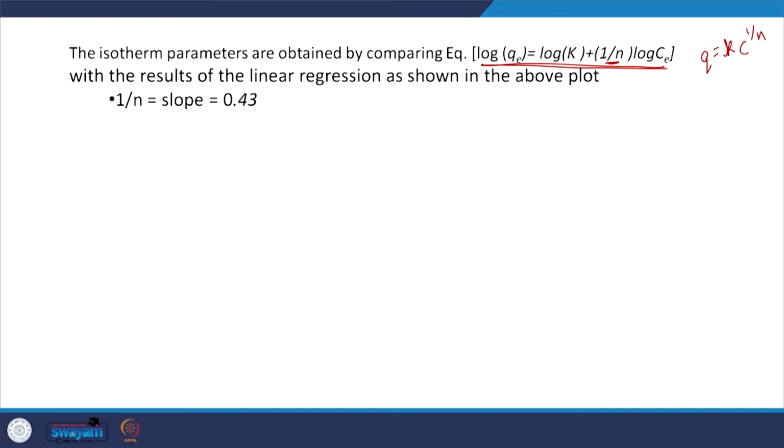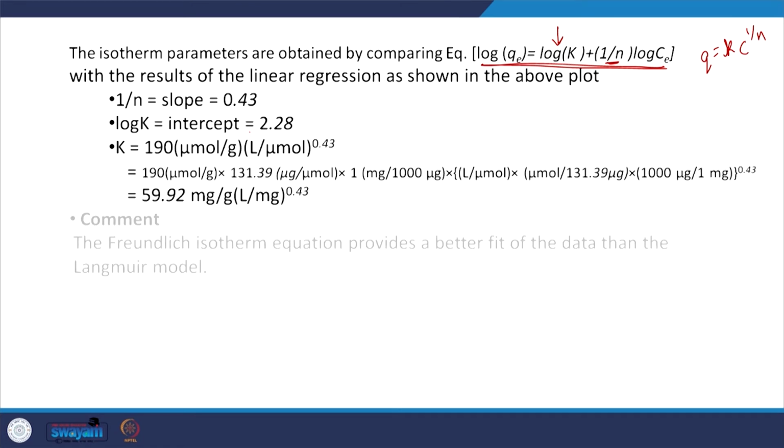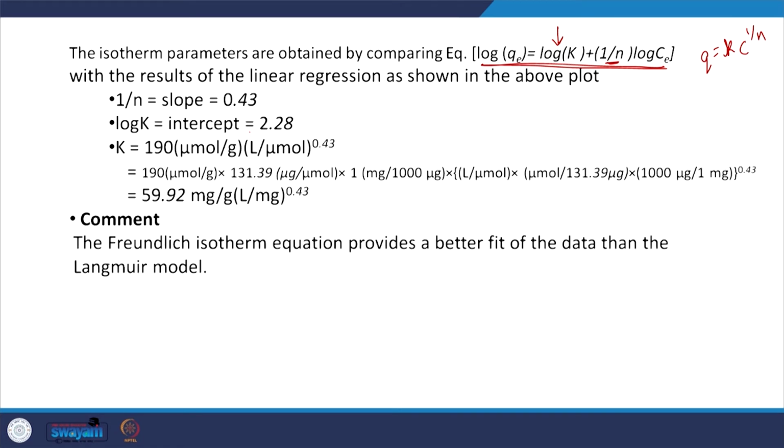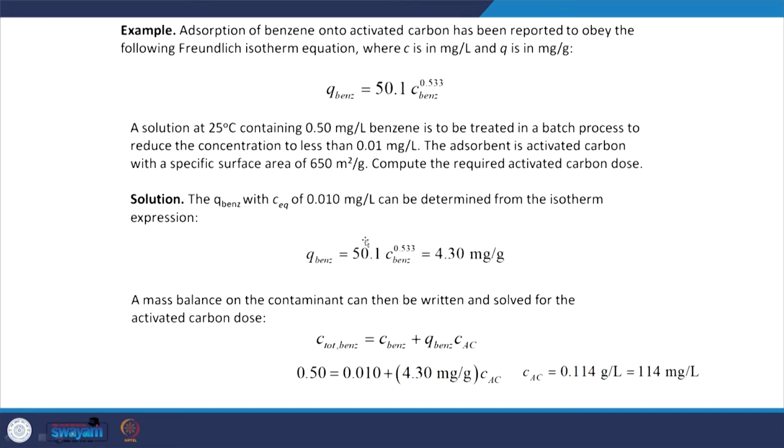This is the slope, 1 by n. From that I am going to get n, and intercept is log k. Intercept is log k, so that is what we have out here. From that I can calculate the relevant variables. So again, this is what we discussed: the Freundlich isotherm provides a better fit.